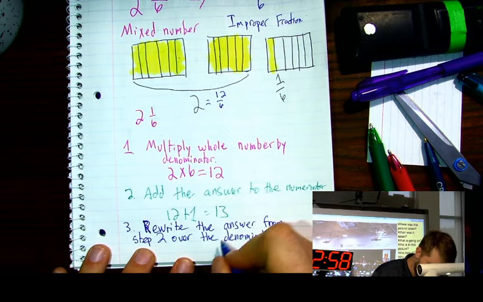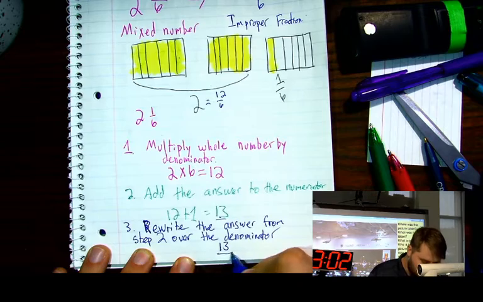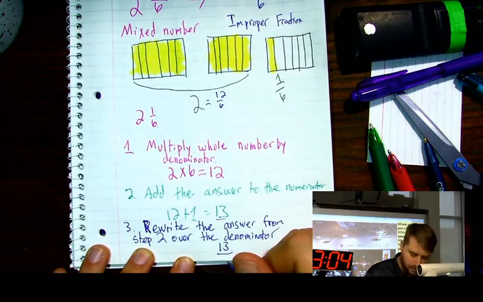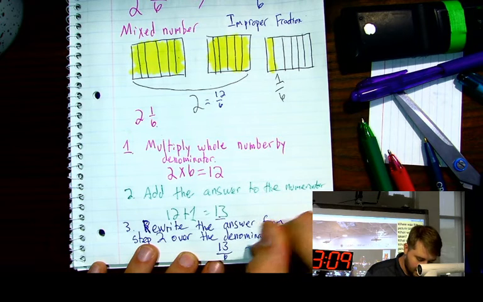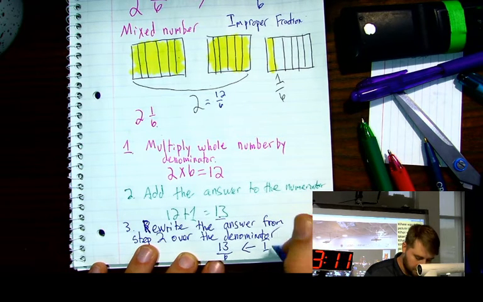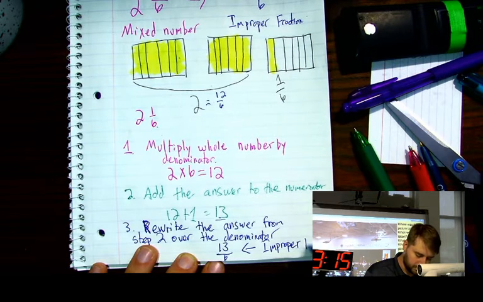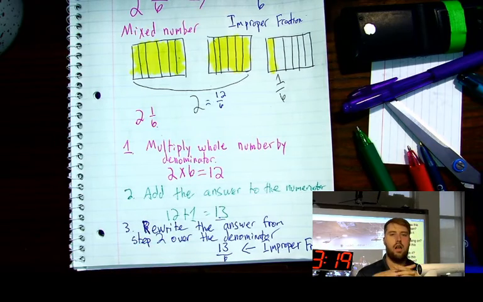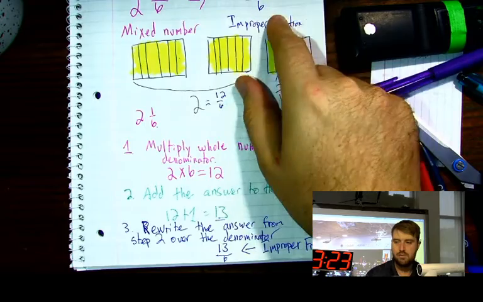So it becomes 13, our answer from step 2, over our denominator of 6, which is 13 over 6. And that right there is our improper fraction. Awesome. So we now have the steps to go from a mixed number to an improper fraction.